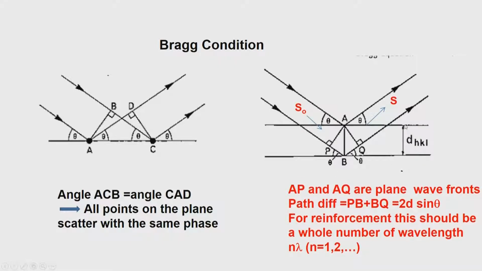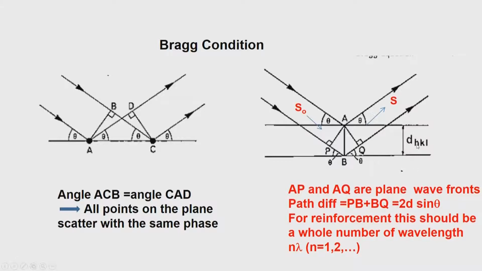And if we consider the first plane which is out of the origin, suppose A is the origin position, then the first plane out of the origin will scatter with a path difference of lambda and therefore a phase difference of pi.